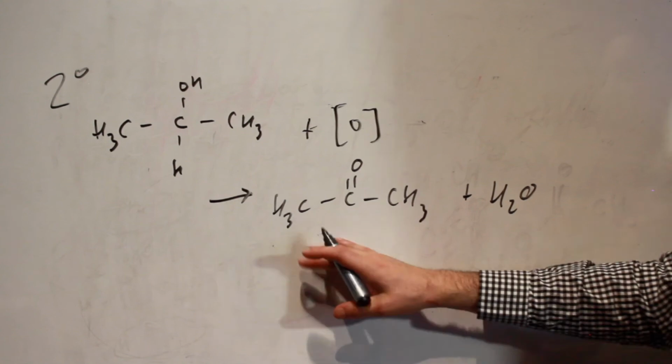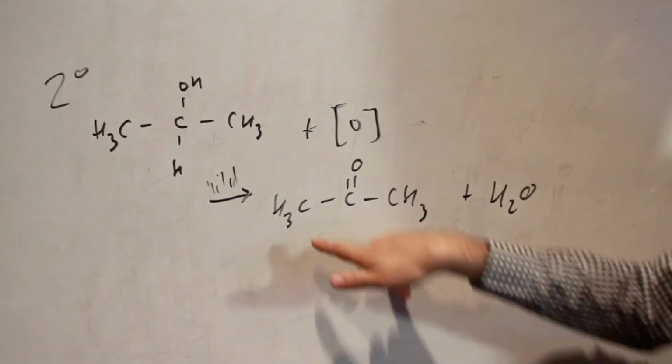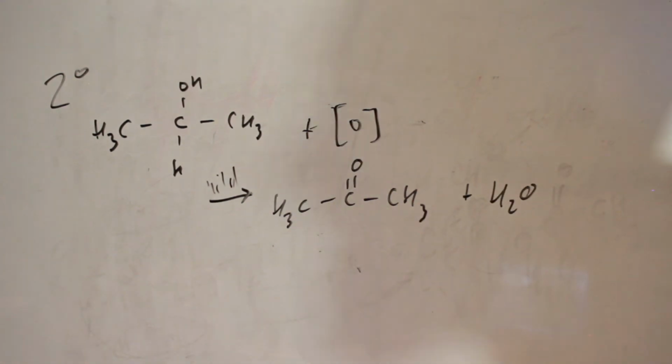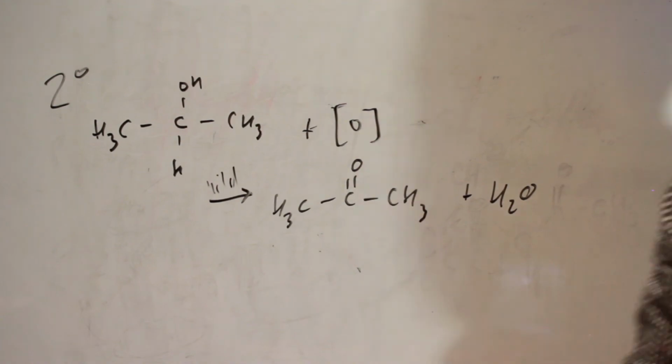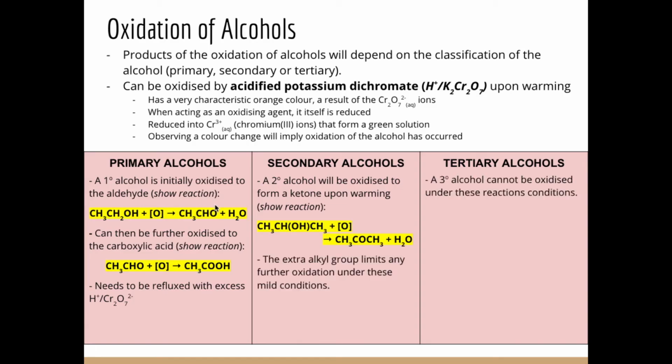Now, we can't oxidize any further under these reaction conditions. So these alkyl groups, as opposed to before where we had another hydrogen which made the next oxidation possible, these alkyl groups prevent that. The extra alkyl group limits any further oxidation under these mild conditions.